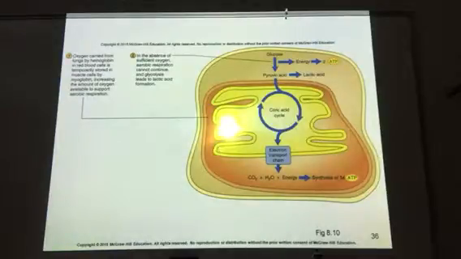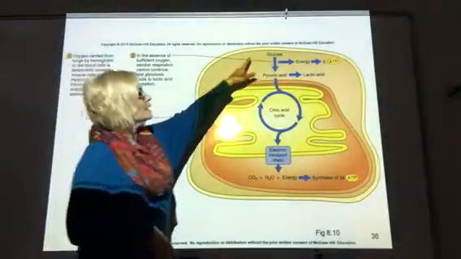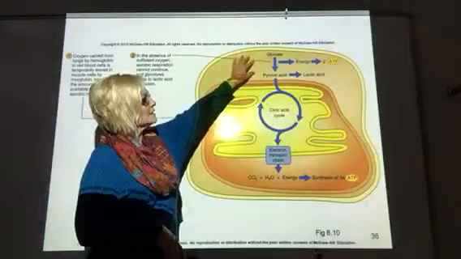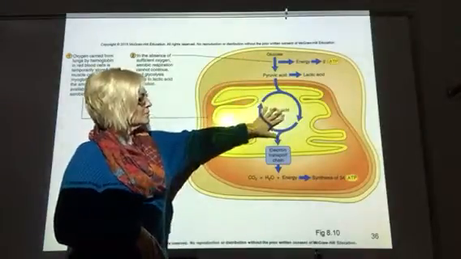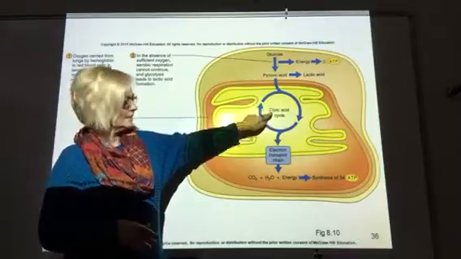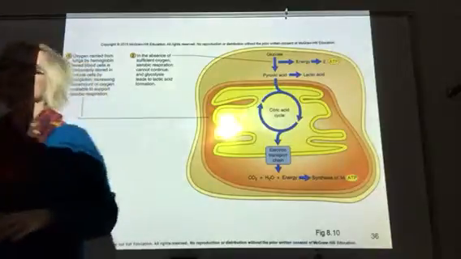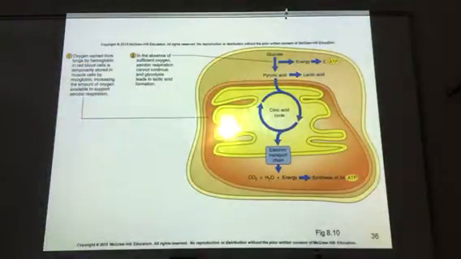Here is just kind of a review of how glycolysis and cellular respiration work. Glucose is broken down out in the cytoplasm. This is going to enter the mitochondria, citric acid cycle or Krebs cycle, and electron transport chain. These are the two parts of cellular respiration that produce the most energy.